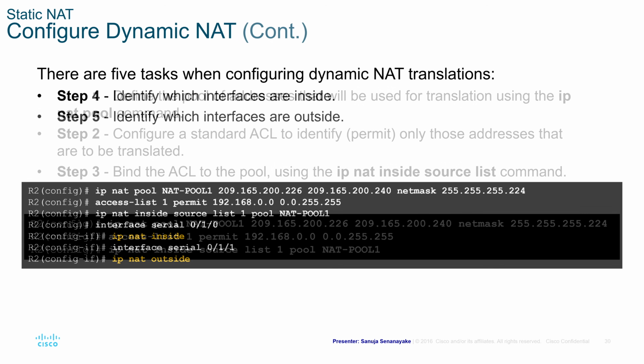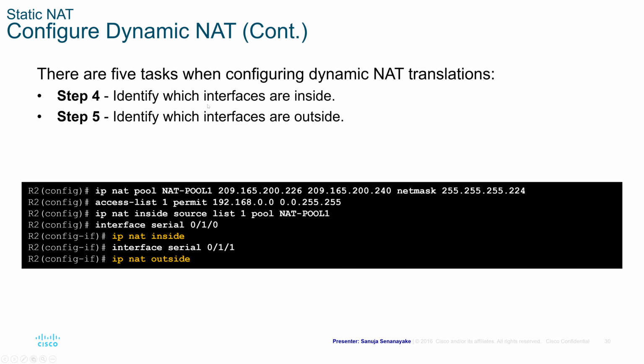So the next thing we're going to do is identify which interfaces are inside. Once you have created the NAT pool and assigned it to the access list, next we are using the interface commands to identify inside interfaces, and then also identify the outside interfaces.